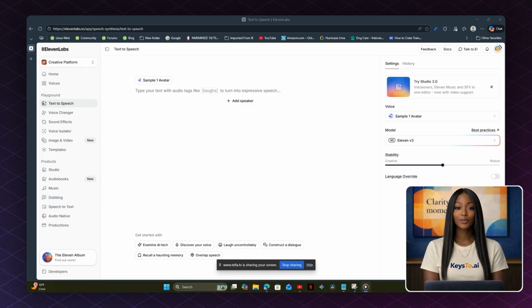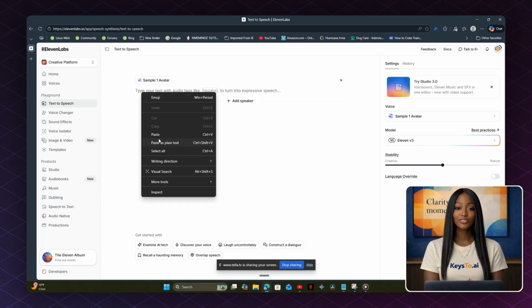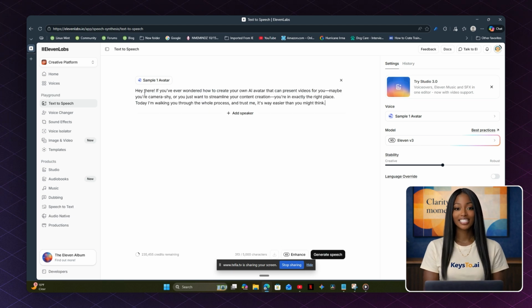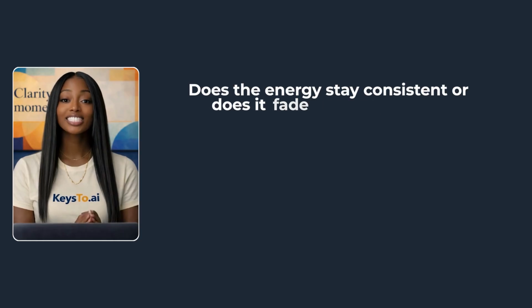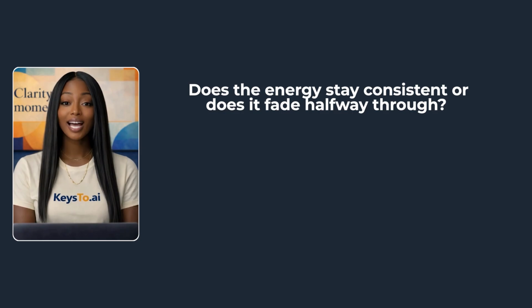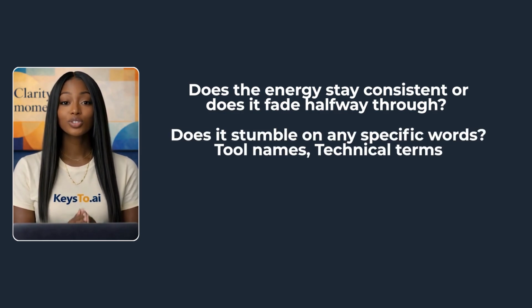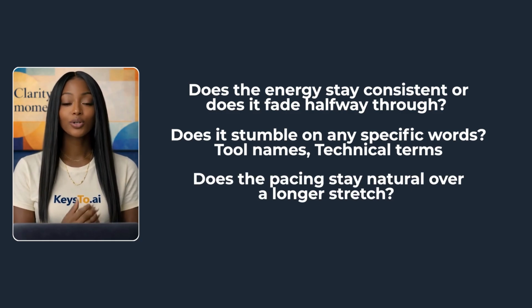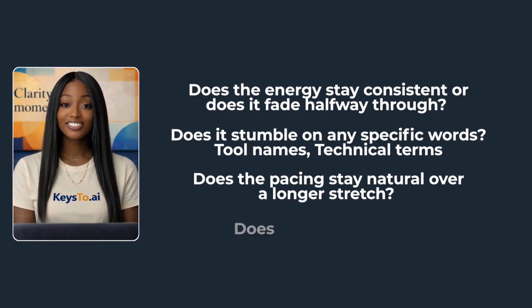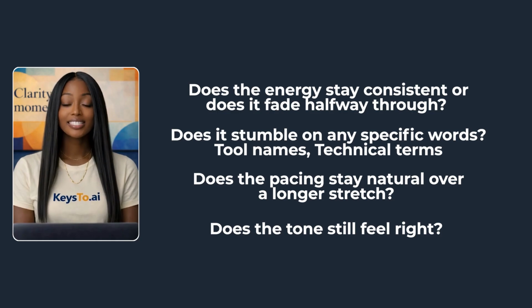In the voice design window, find the preview text box. It's separate from your description field. Paste your test content there and click Generate Preview. Let the full sample play. While you listen, check for 4 things. Does the energy stay consistent or does it fade halfway through? Does it stumble on any specific words, tool names, technical terms? Does the pacing stay natural over a longer stretch? Does the tone still feel right 2 minutes in?